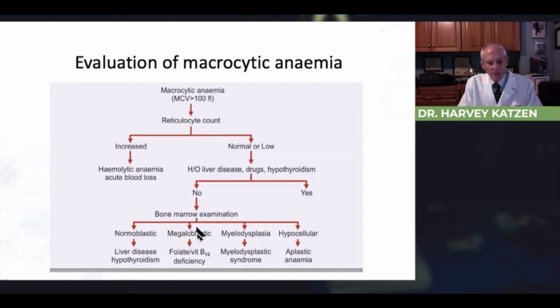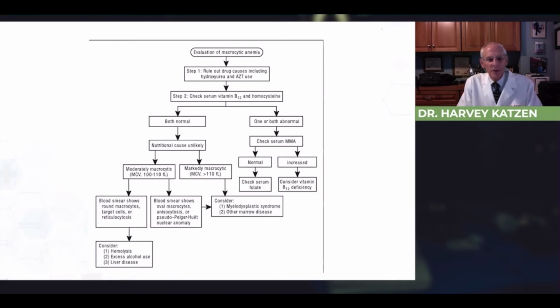Some next steps may involve a bone marrow exam, certainly checking the B12 and folate, but obviously taking a history and finding out what medications the patient is on. Are they a drinker, and so forth, because that has a lot of effect. So a macrocytic anemia, just another way of looking at it.